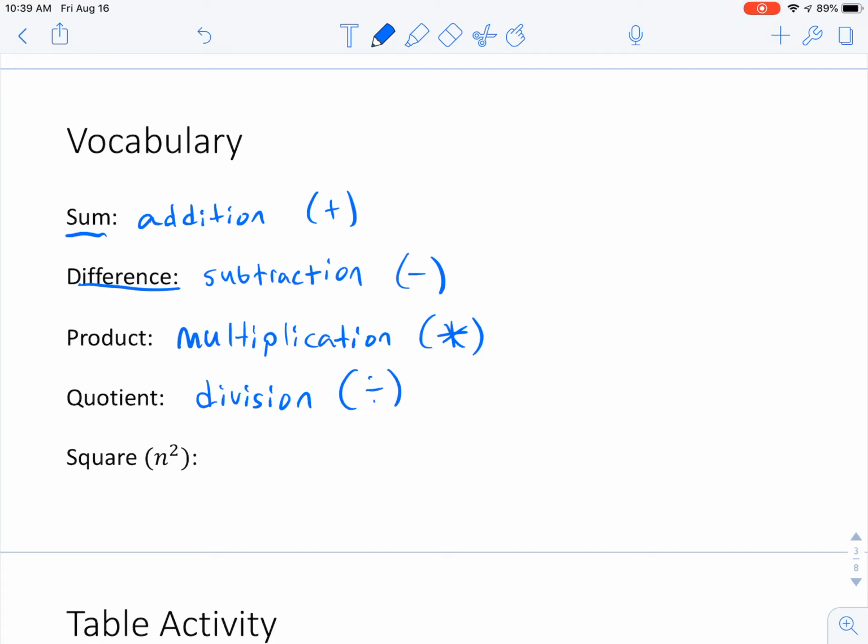To square something, and don't get this confused with square rooting, because in this unit we really don't do square rooting. Squaring is the same thing as raising something to the second power or multiplying something by itself. That'll show up in some of our assessments, so make sure you're aware of that one.